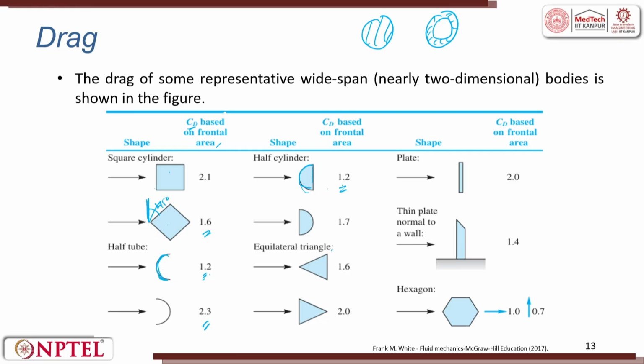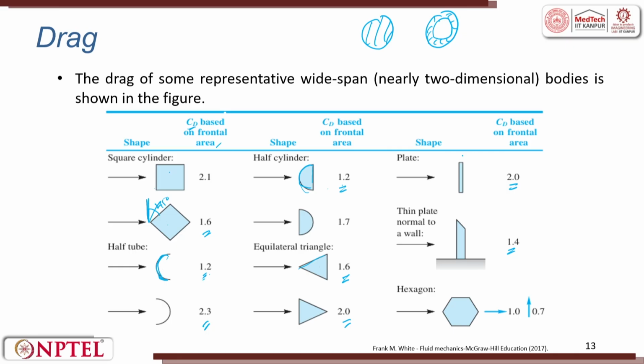Then if you have an equilateral triangle, it is 1.6. If you see here, this one at an angle of 45 represents the same. So, it is 1.6. So, rather than having a square, you can have a rectangle. When the surface area is large, you see it is 2. When we have a plate-like structure, it is 2. Plate is very important because in the wings, if you have a vertical wall, it is like a plate. Then a thin plate normal to the flow is 1.4.